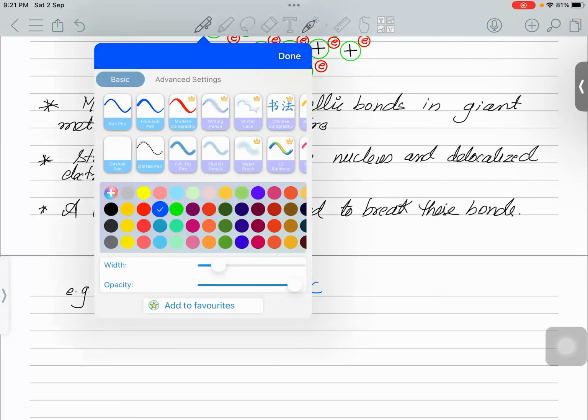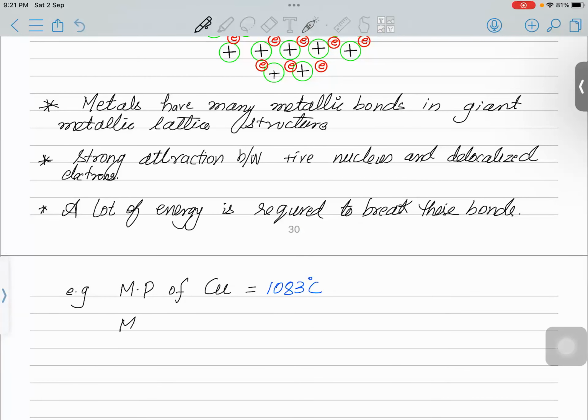Can anyone find melting point of iron? Sir, it's 1535 degrees Celsius. 1535 degrees Celsius. Now you can see that very high temperature, very, very high temperature.